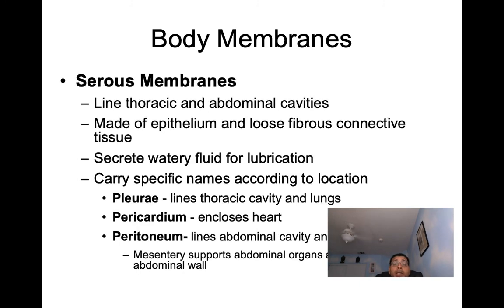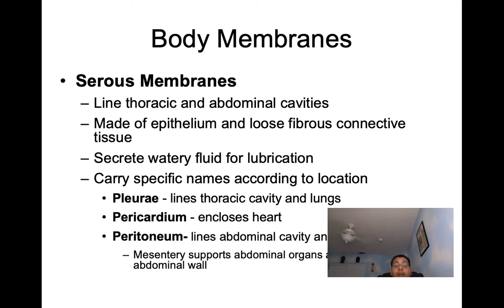Second, we have our serous membranes. They're going to be found lining the thoracic and the abdominal cavities, and they're going to cover the organs those cavities contain. These membranes are also composed of epithelium that's going to rest on top of loose fibrous connective tissue. These membranes secrete a watery fluid for lubrication, and they're going to be named according to where they're found.